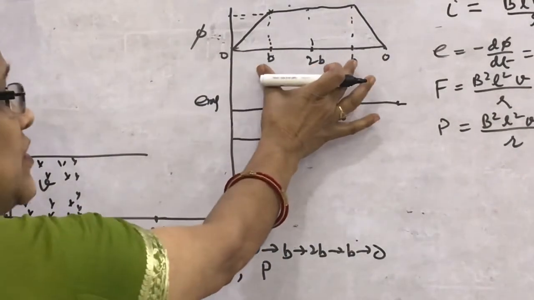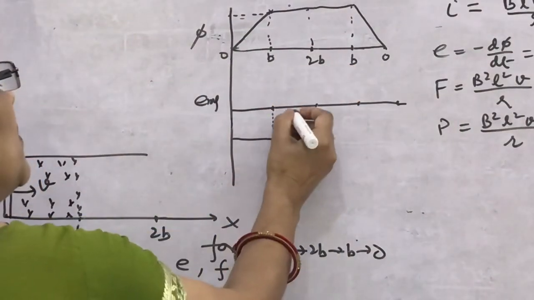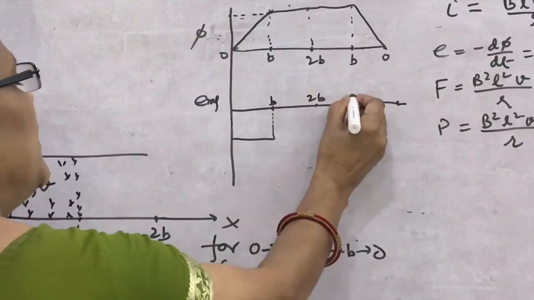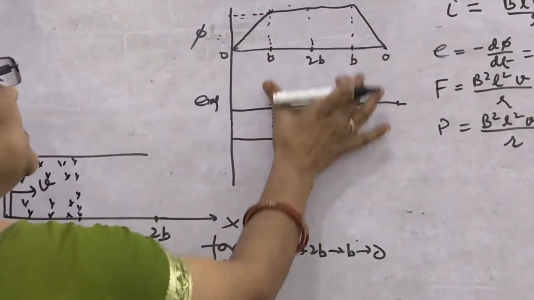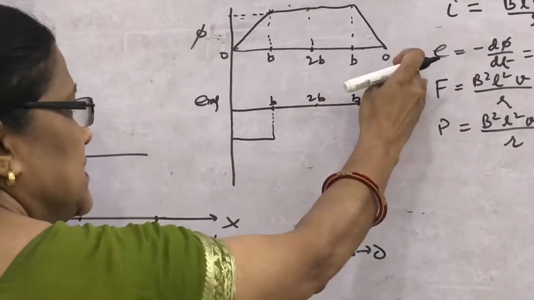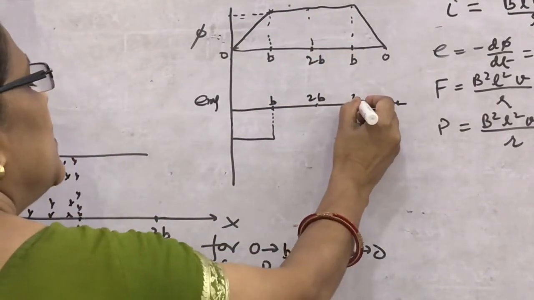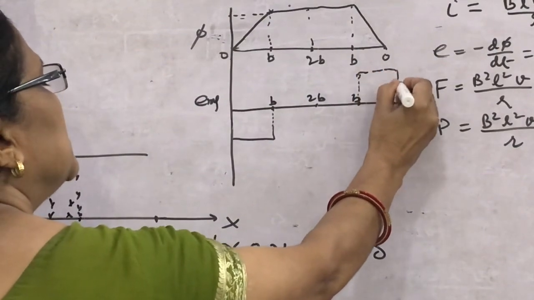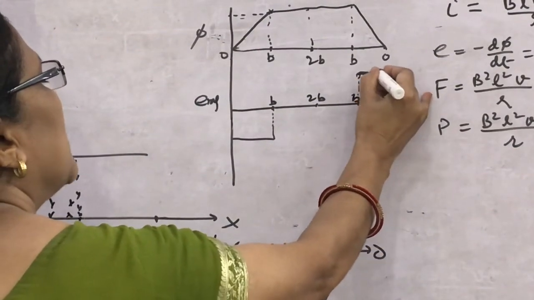And since flux is not changing here, flux will not change up to this point. This is B to B. No change in flux, no production of EMF. Flux is decreasing, then EMF will have the opposite direction. So EMF tends to increase. So this is the graph. This is the graph for EMF.